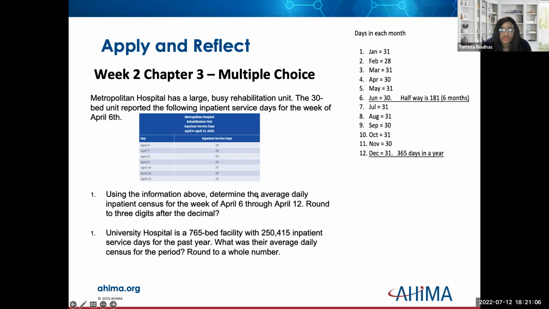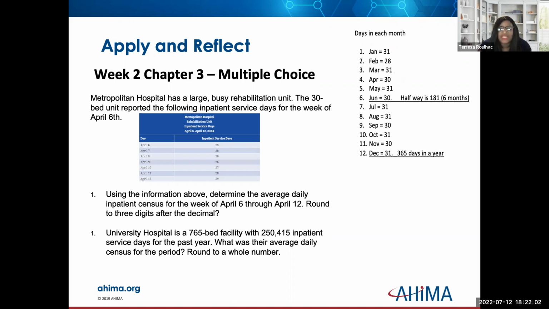Using the information above, determine the average daily inpatient census for the week of April 6th through April 12th. Round to 3 digits after the decimal. Very important. 3 digits after the decimal. All right, so how do we do it? We take all of the inpatient days, okay? We add them together. Once you do that, you should have 196. So I'll give you a couple minutes to go ahead and add those all up. All right, so adding them all up, you should have gotten the number 196.